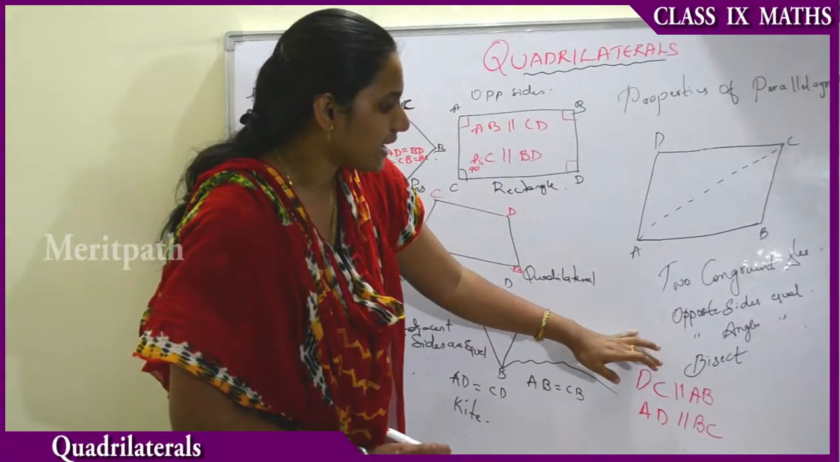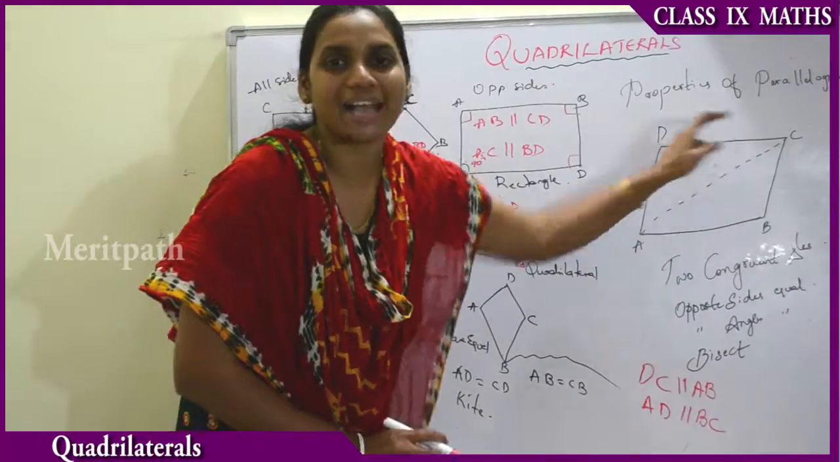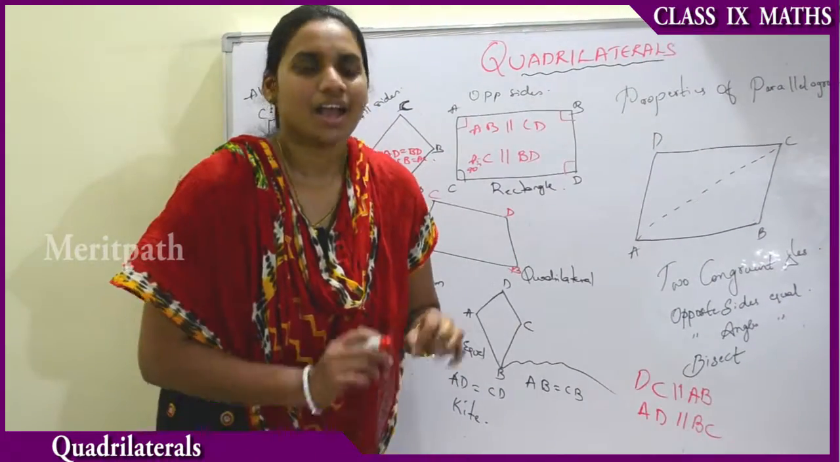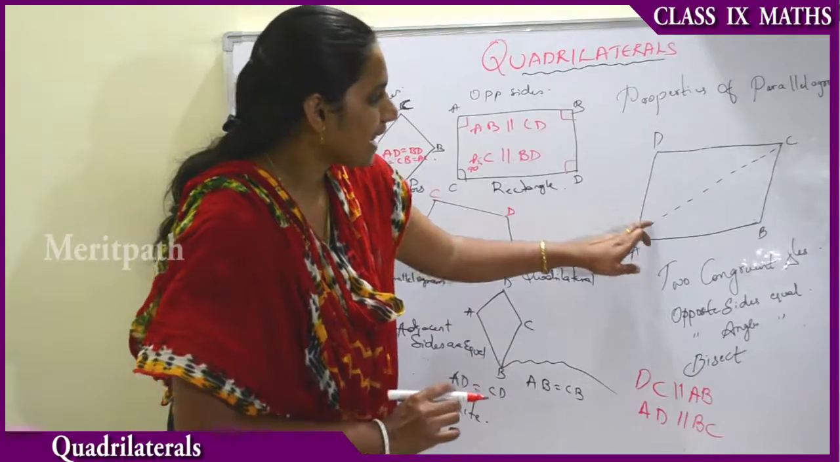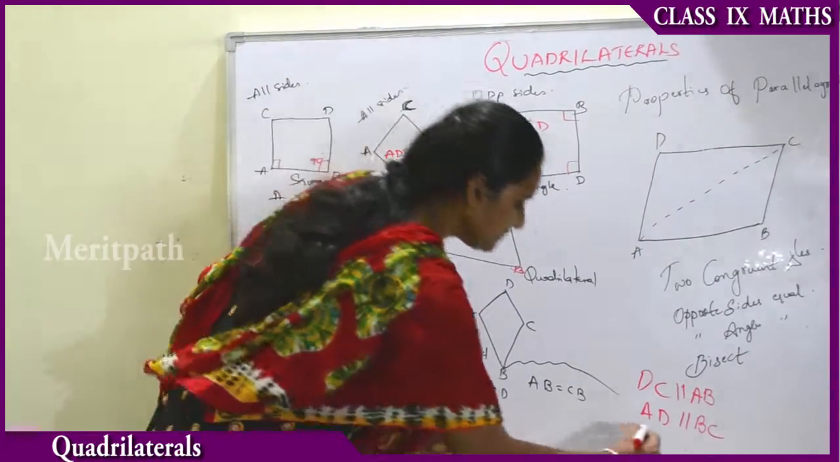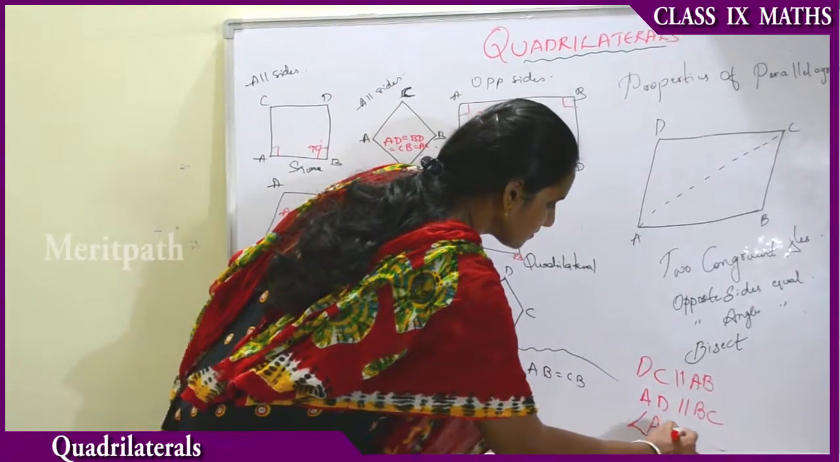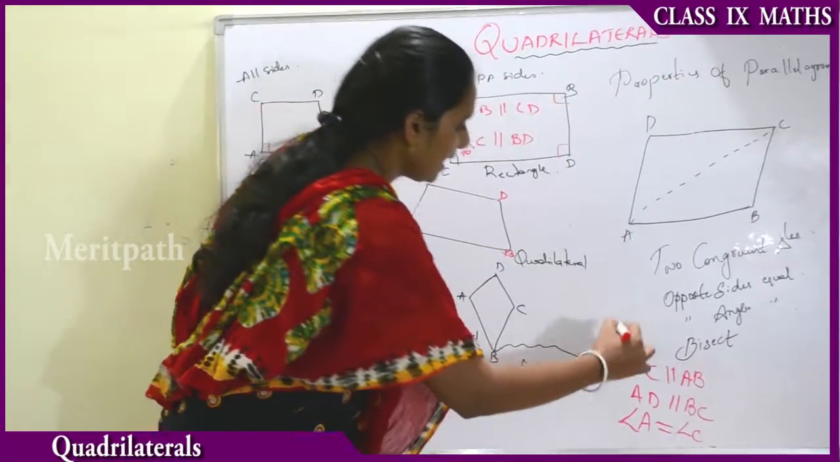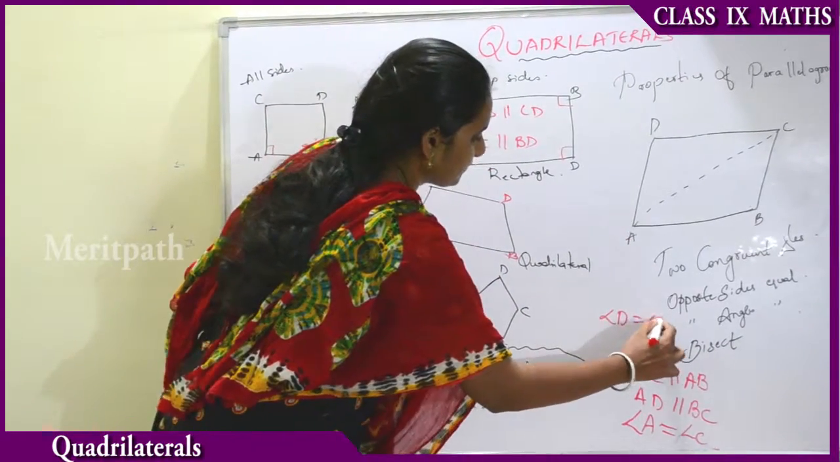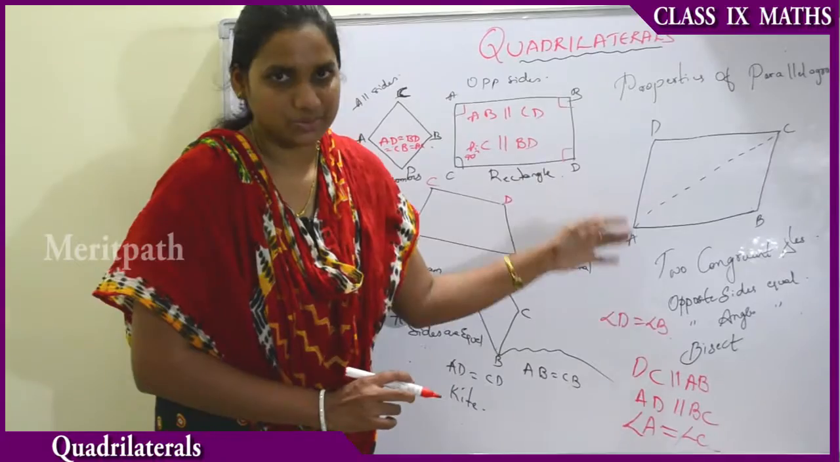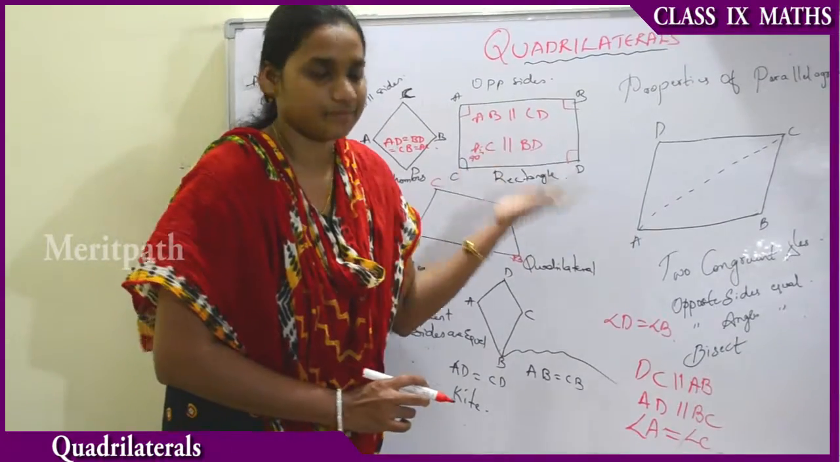And the third property is that the opposite angles of a parallelogram are equal. That means angle A equals angle C and angle D equals angle B. This can be proved by using the following theorem. Let us see it later.